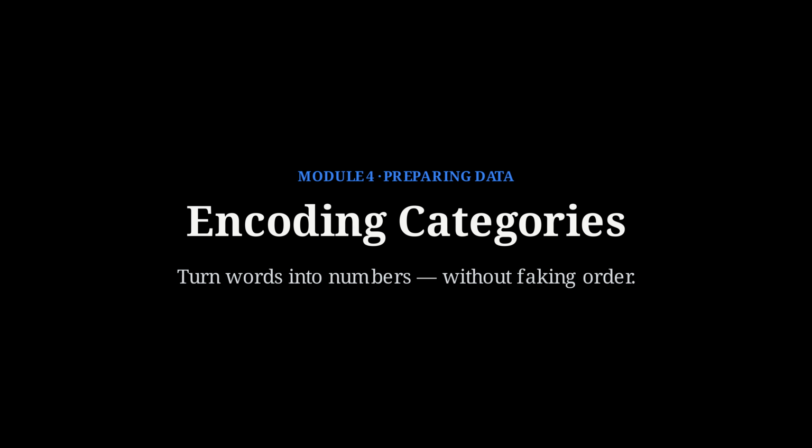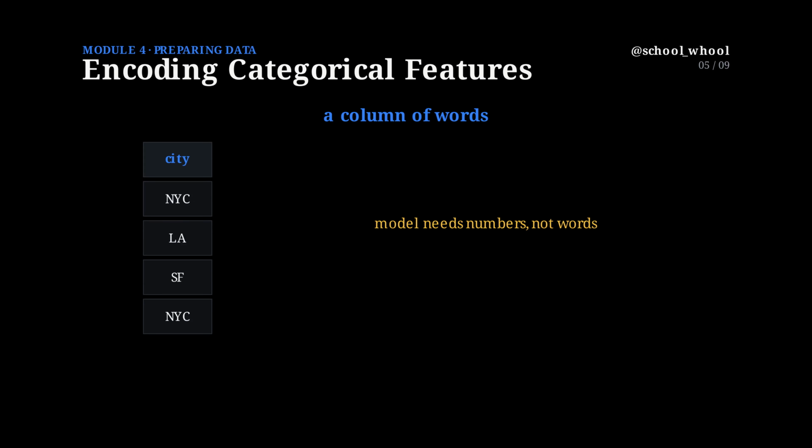Models do arithmetic, they can't multiply the word New York. So every category has to become a number. But do it carelessly, and you'll teach the model something false. Take our city column. New York, Louisiana, San Francisco. To a model, these are just words, it needs numbers instead.